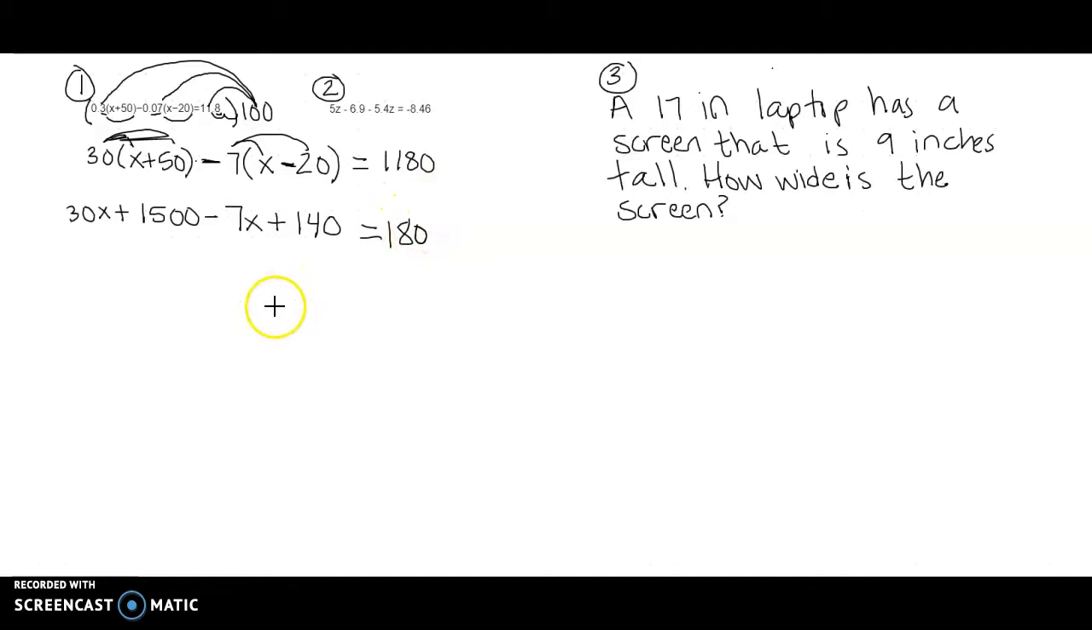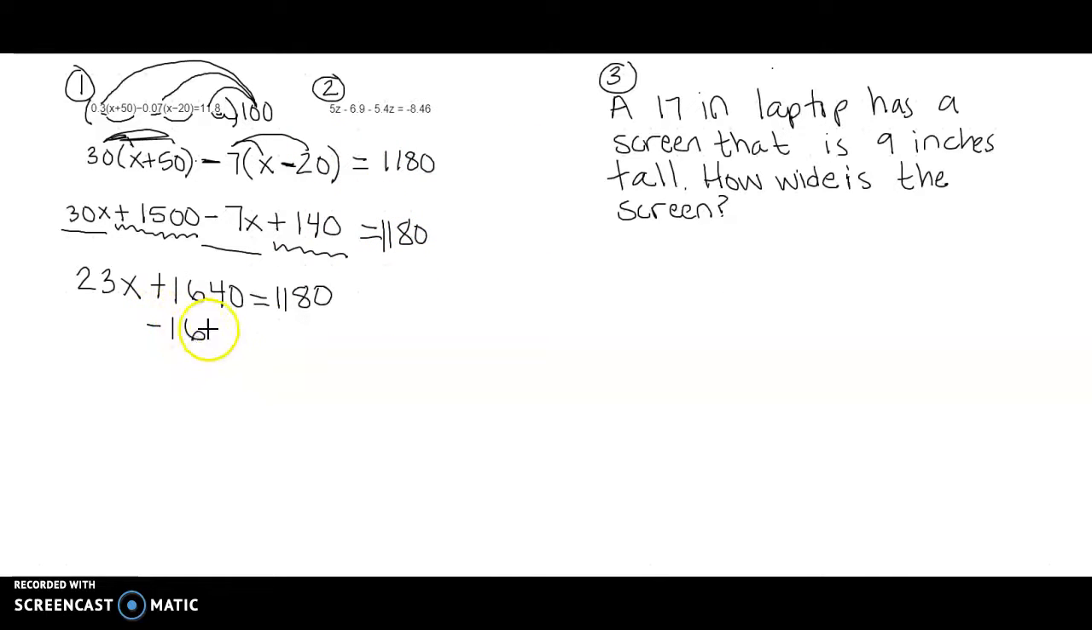Okay, next we're going to want to combine like terms. So I have positive 30x and negative 7x. So 30 minus 7, I get 23x. I have a positive 1500 right here and a positive 140. If I add those two together, I'm going to get positive 1640, all equals 1180. So one of the most common things on these type of problems is just forgetting to write different steps. So just make sure you remember to write each step down.